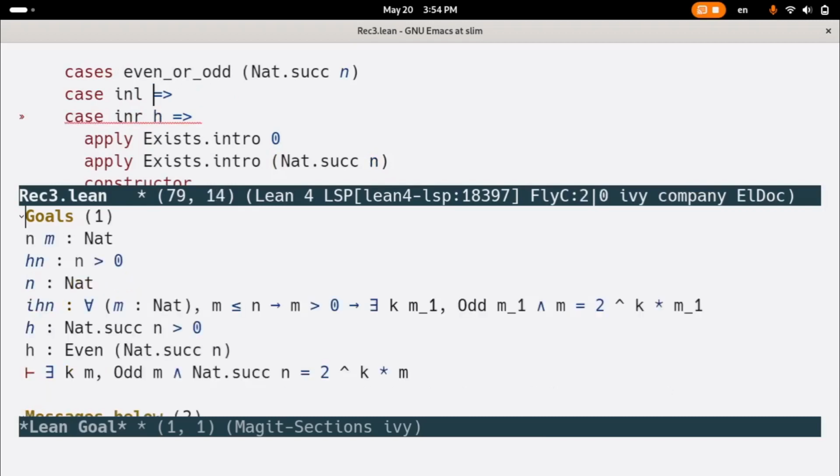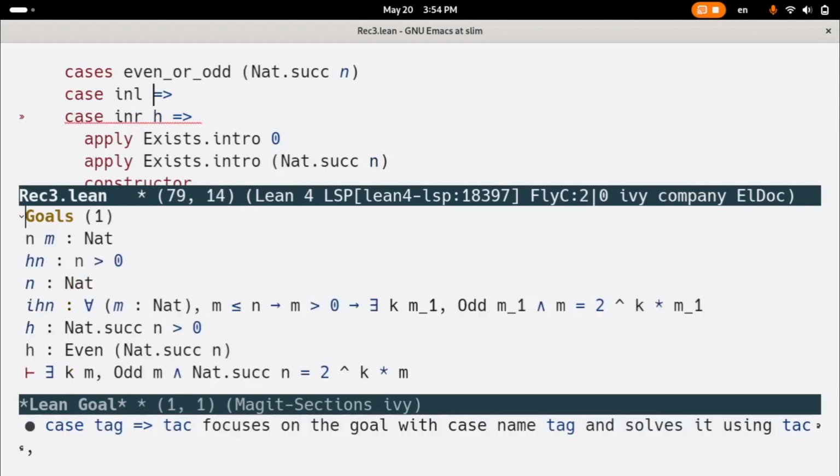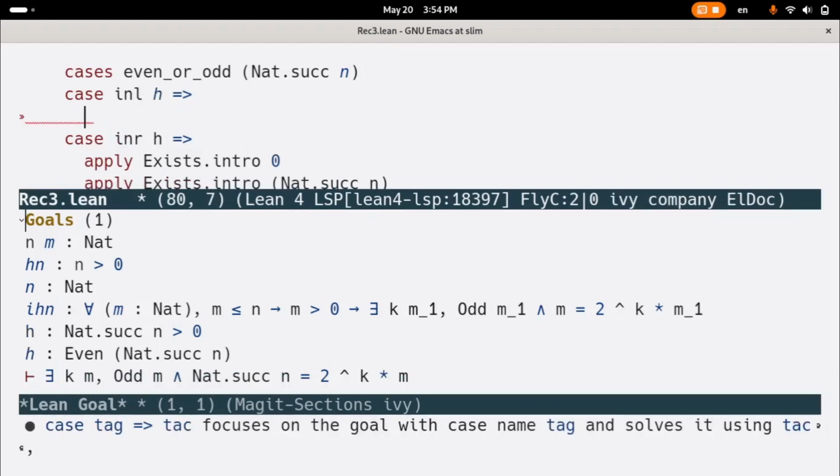Let us go ahead and prove the INL case. We have the hypothesis H, which is that n plus 1 is even.